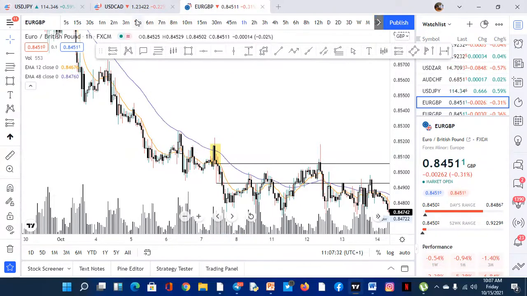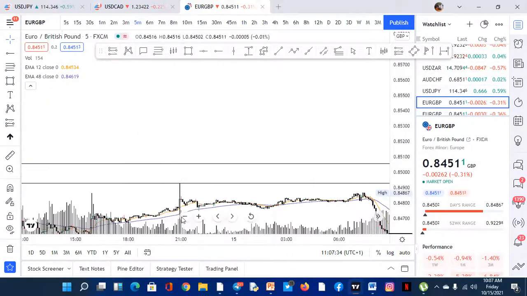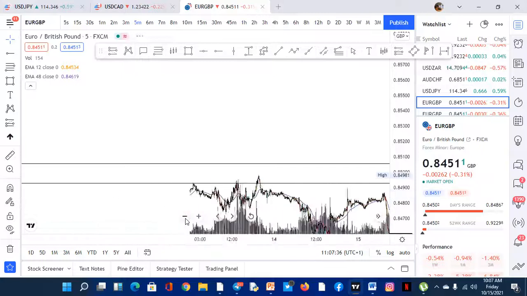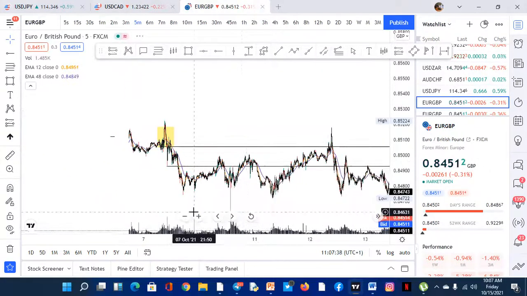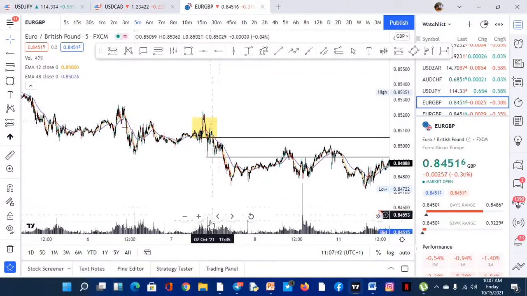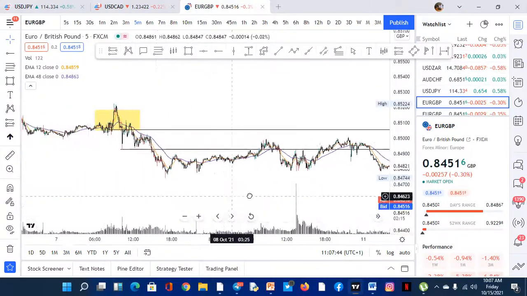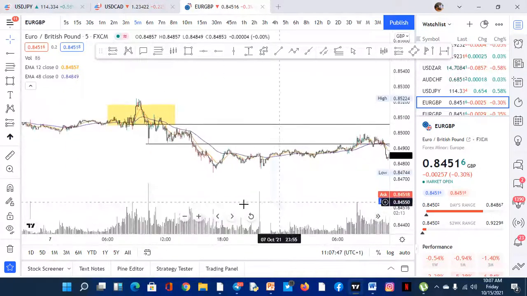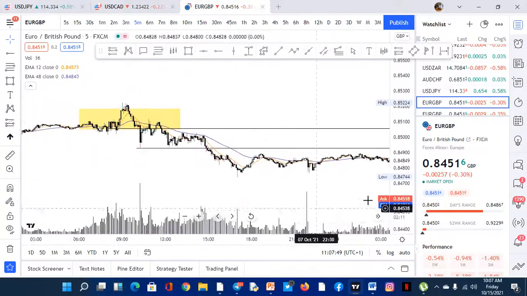Okay, so you can go to a 5 minute chart to see what happened. This was the first peak. This is the second one. This one was an easy trade because it had double touches, right?